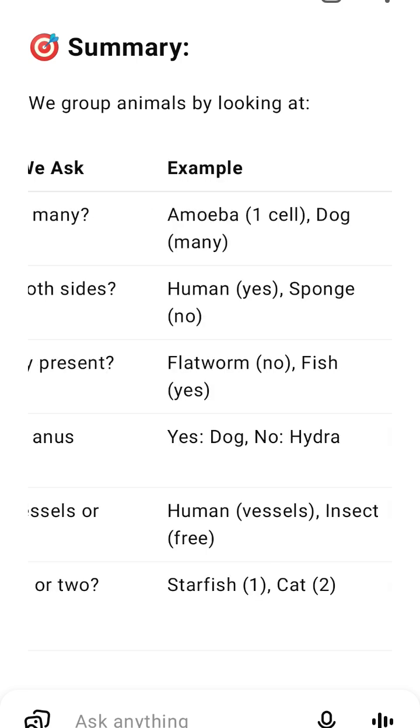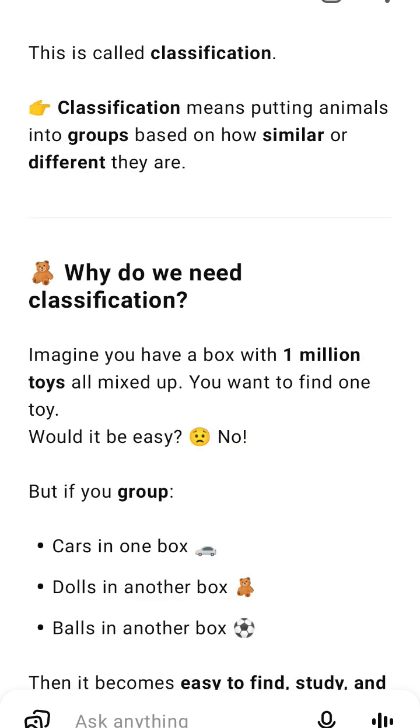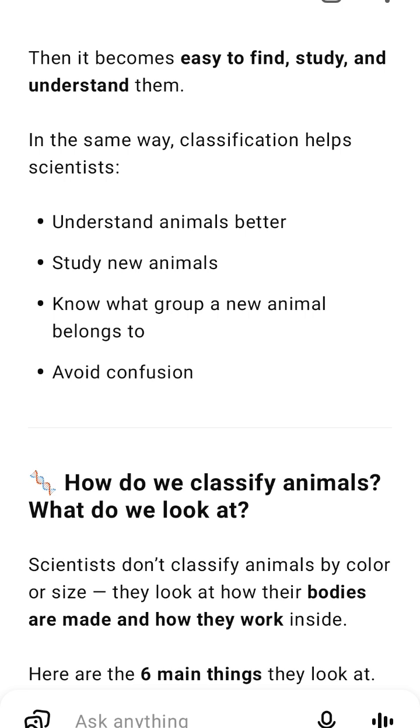3. Nature of coelom, empty space inside the body. Coelom equals body cavity, an empty space that holds all organs like heart and stomach. Acoelomate: no body cavity. Example, flatworm. Coelomate: has a body cavity. Example, human, insect, fish. Why is it important? It gives space for organs to grow, move and work properly.